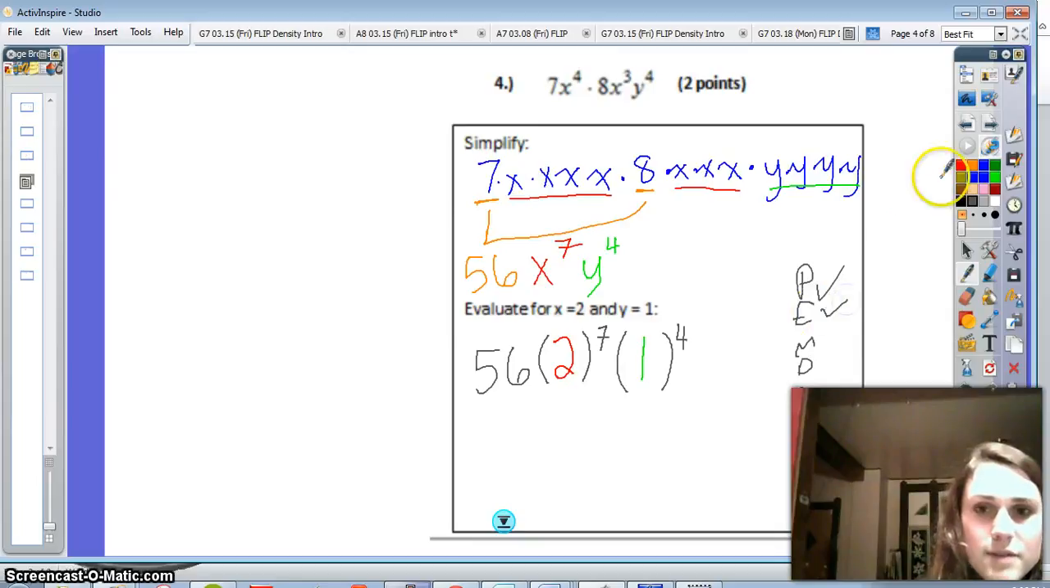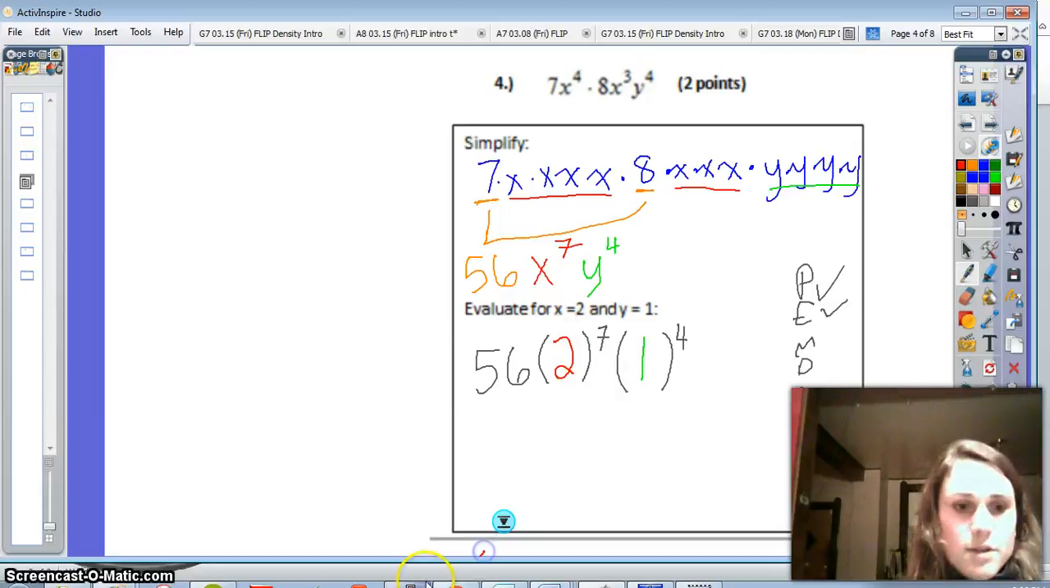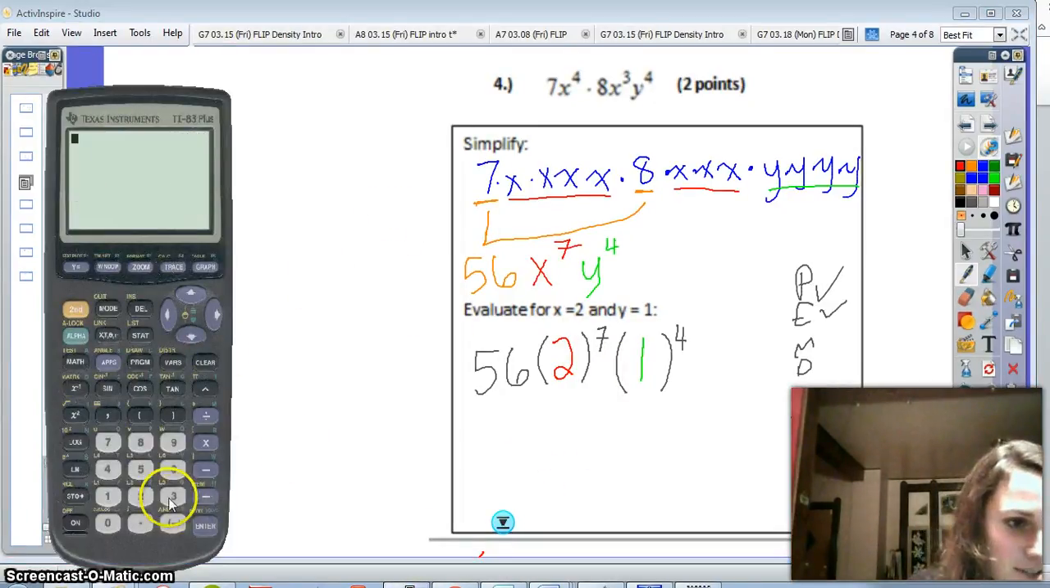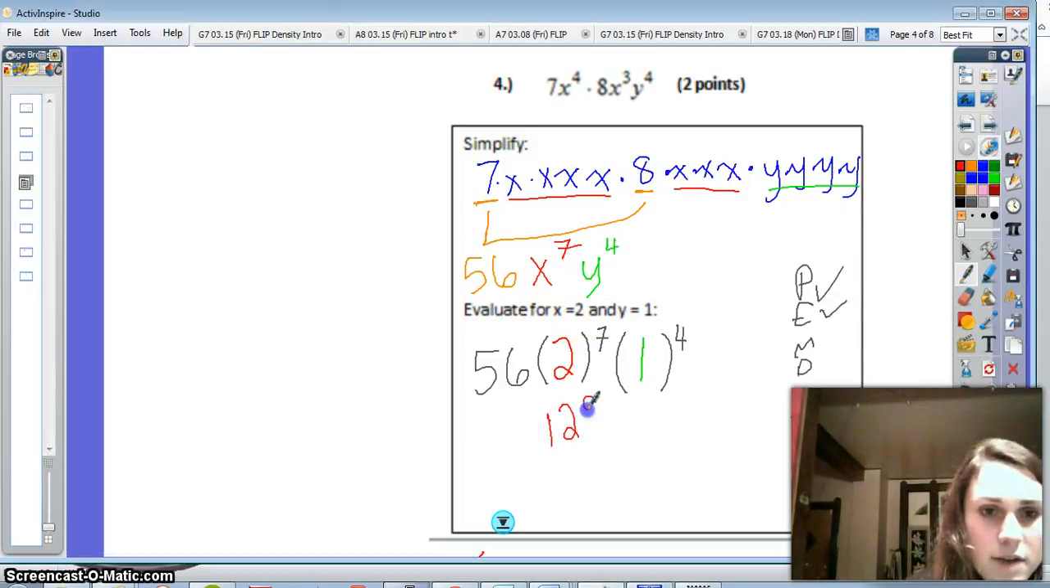Then I go to exponents. I need to evaluate these exponential expressions. So I have 2 to the 7th power, or 2 times 2 times 2 times 2 and so on. Here's my calculator. I'm going to do 2, remember, we do the caret 7 equals 128. I'm going to write that in red. Okay. So 2 to the 7th power is the same thing as 128.